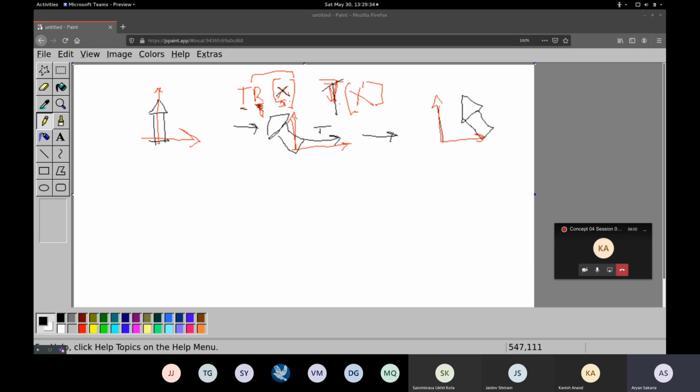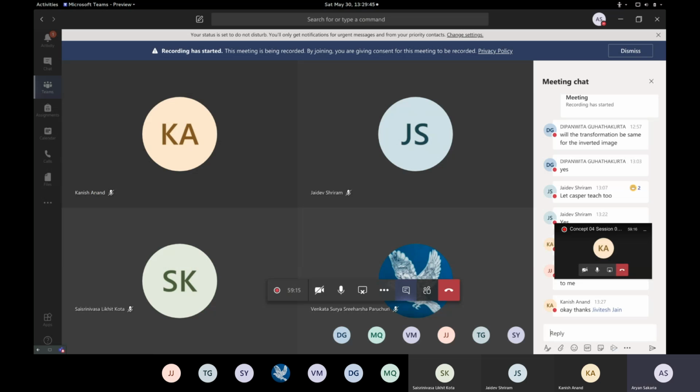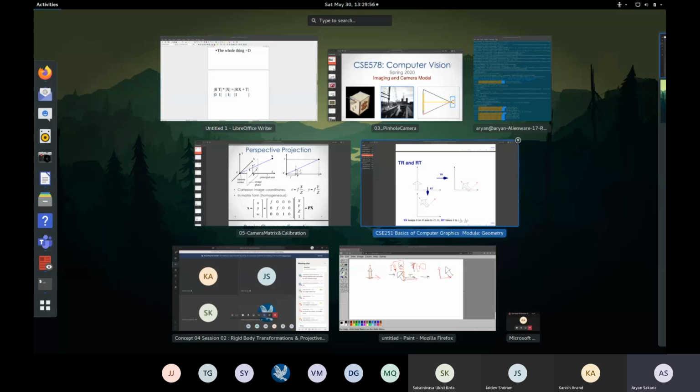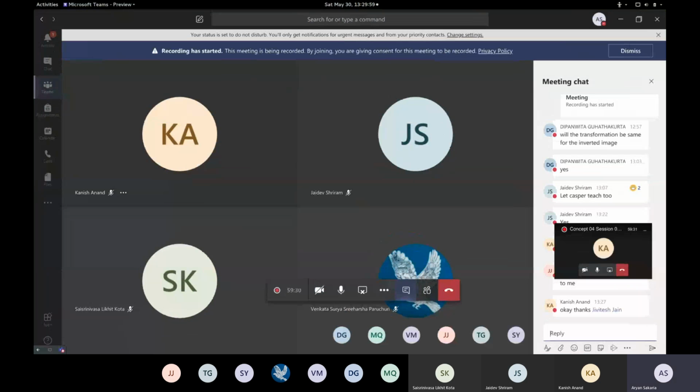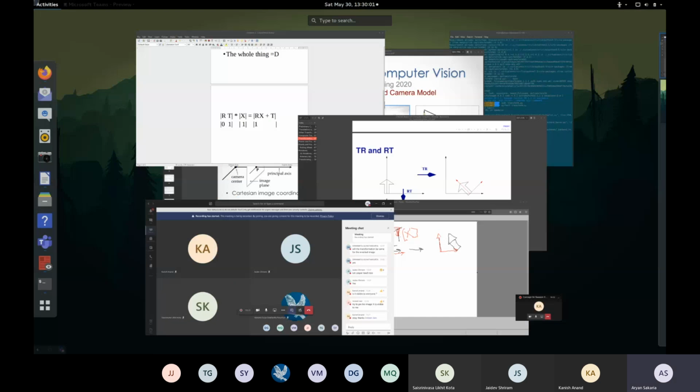Does this make sense? Is this clear? Because this is a little bit important. If you're not understanding, let me know. I will explain it again, or we can take it up offline. Does anyone have any doubts? Please don't be hesitant. Anyone, anything? I think I'll proceed then.